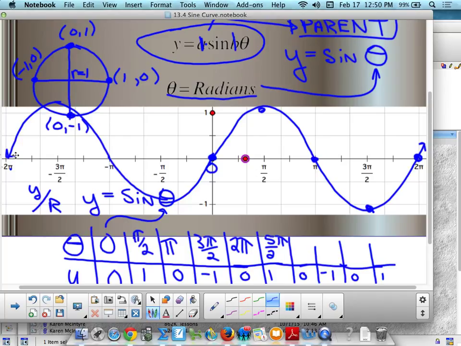Here's the deal. It always looks like this. What's going to change it? Watch my hands. What's going to change it is a compression, and then it goes like this. It just goes up and down really fast. Or a stretch, which means it takes its time going up and down. Or you can vertically stretch it or vertically compress it. We're going to do all that stuff.